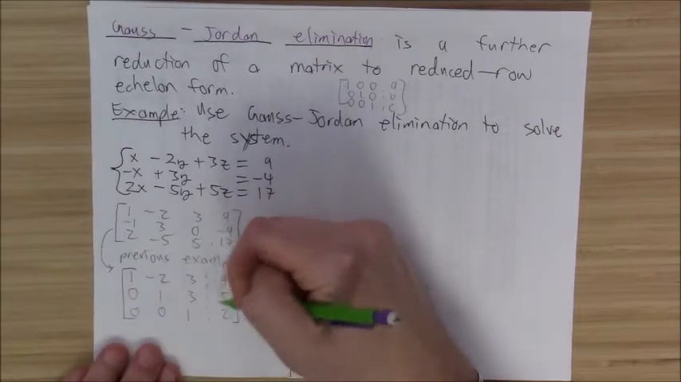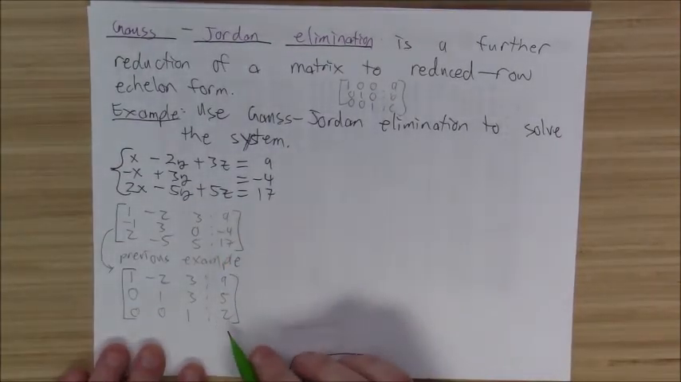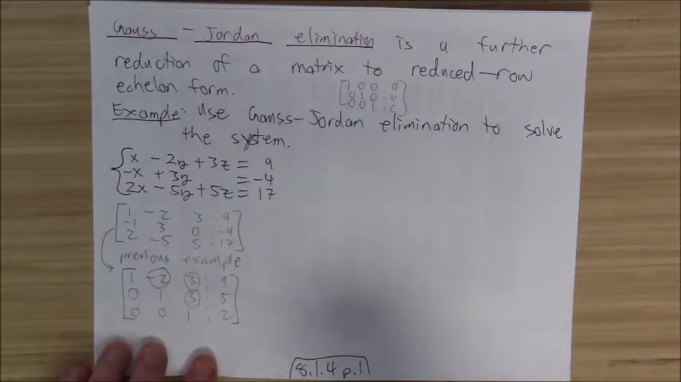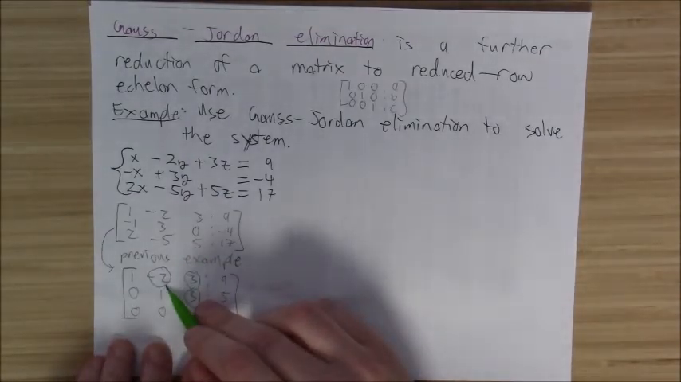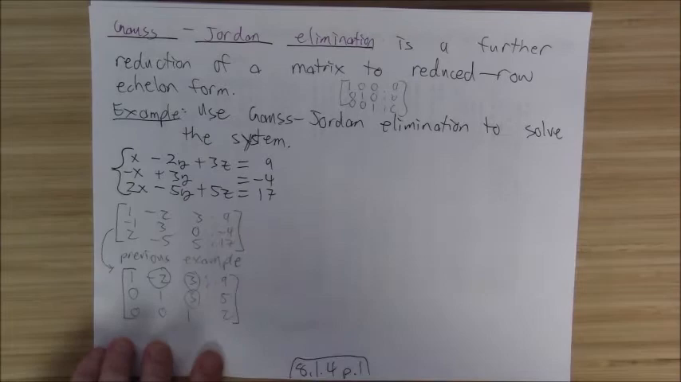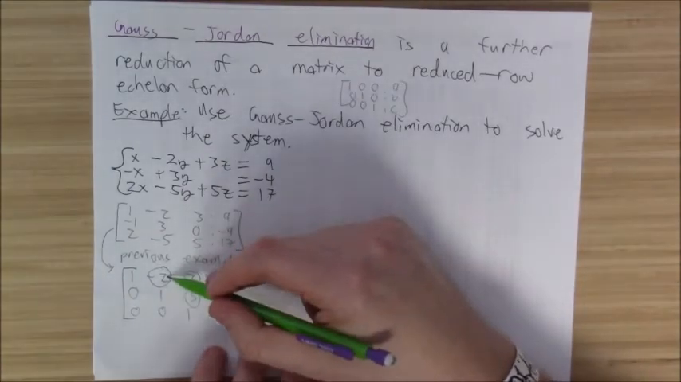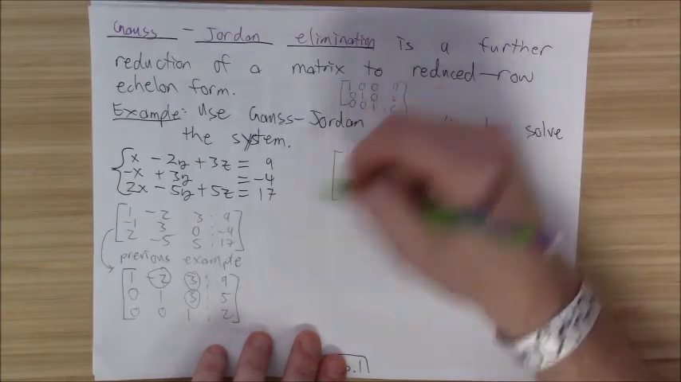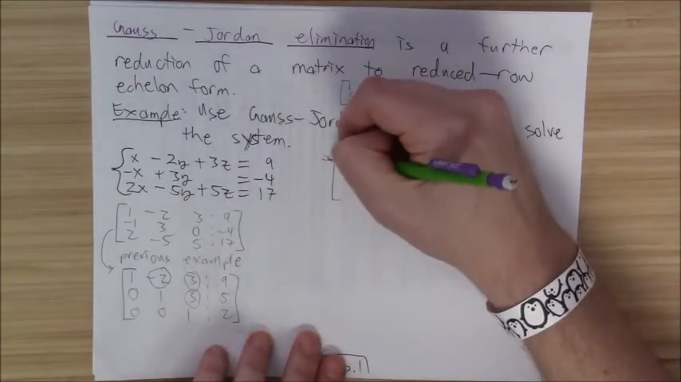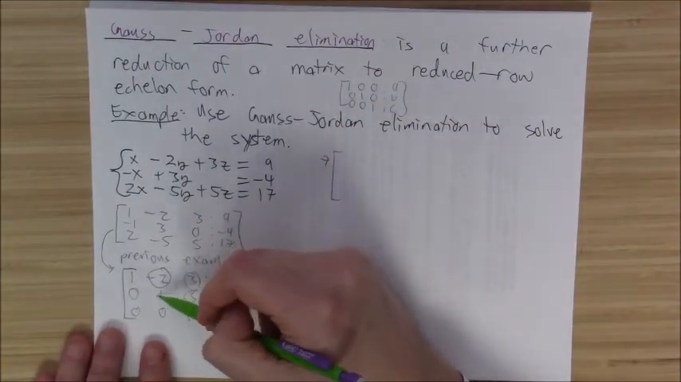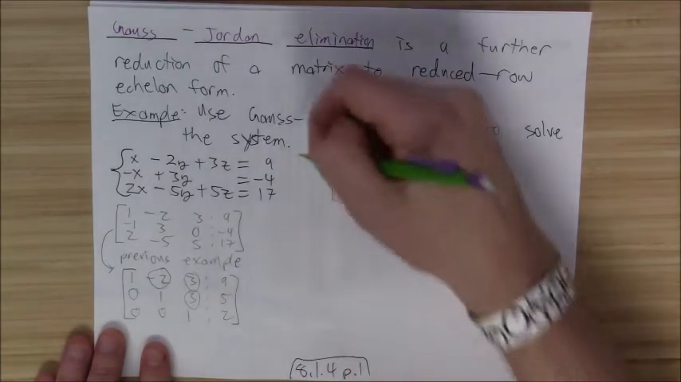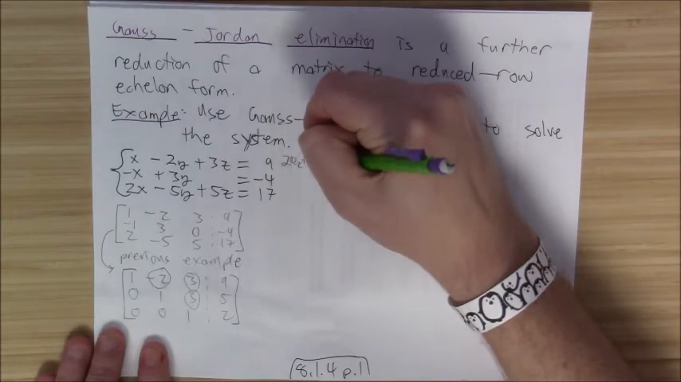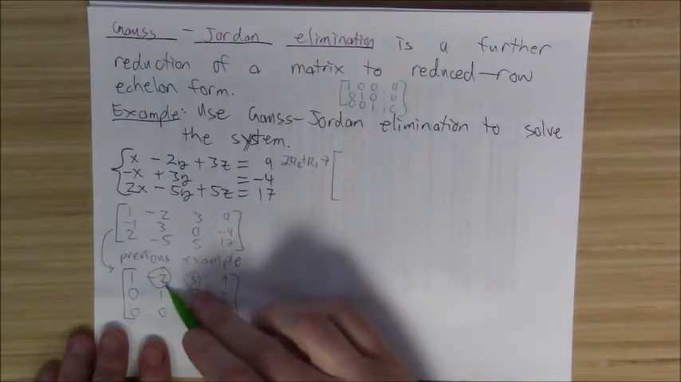So what's left? Well, this is in row echelon form, but to get into reduced row echelon form, we need to make zeros there and there and there. So the first thing we're going to do is create a 0 here, and then we'll create the zeros there. To create the 0 there, we're going to add 2 times the middle row to R1, to row 1, and that'll create a 0 there.